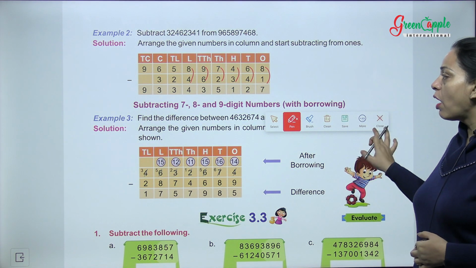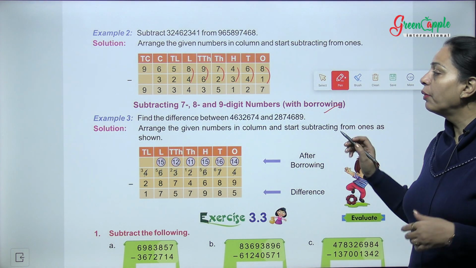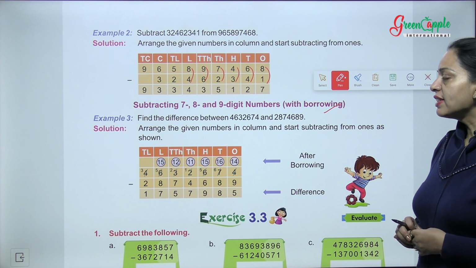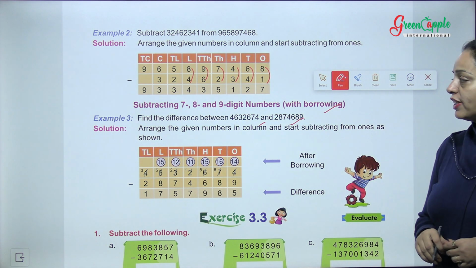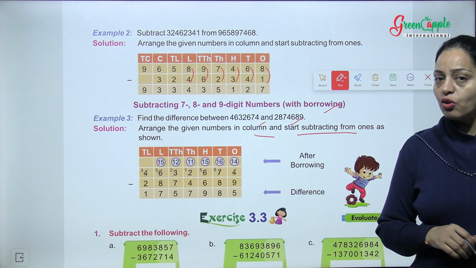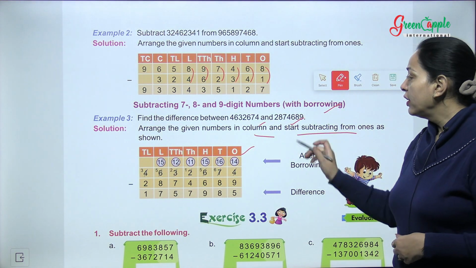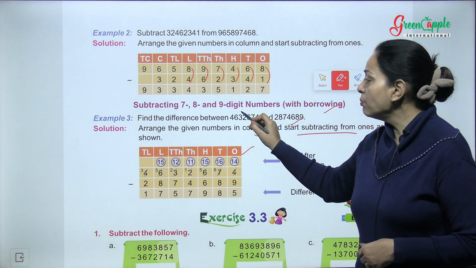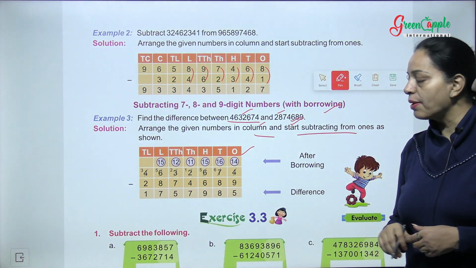Now we are talking about subtracting 7, 8 and 9 digit numbers with borrowing. So see example 3: find the difference between this and this. First arrange the given numbers in columns and start subtracting from ones as shown. First write according to their places. This is larger, so this is the minuend and this is the subtrahend.